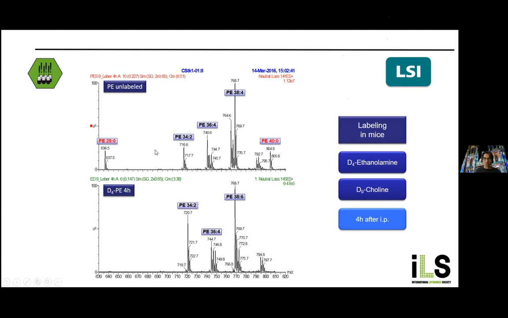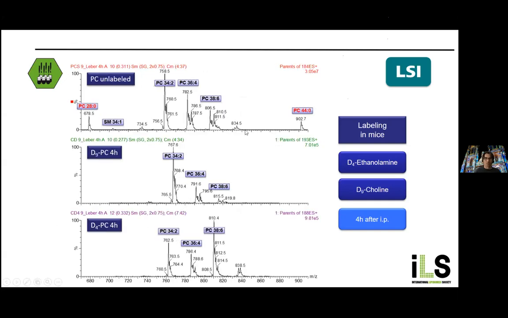You see, this is a spectrum of the unlabeled PE species, and here you see the labeled PE species. It's the Kennedy pathway. And if you have a look at the PC species, you see that they are quite different, whether the PC is derived from direct choline incorporation or from that PE conversion. It's a methylation pathway. These are D4 PCs. You see they are much more unsaturated compared to the PC species derived from choline. So this is quite a nice application, and it's straightforward.